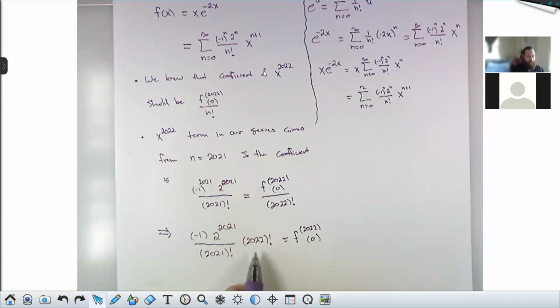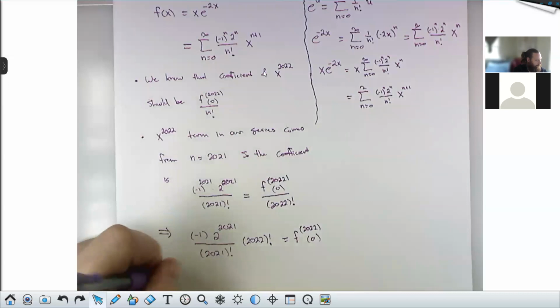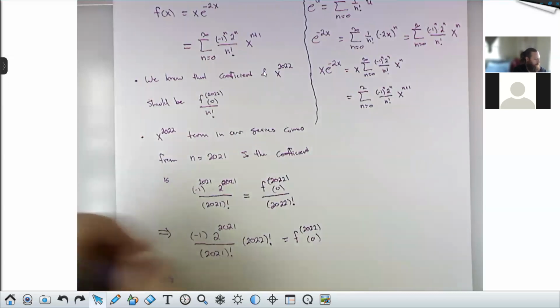If you take 2022 factorial and divide by 2021 factorial, this guy is the product of all positive integers less than or equal to 2022, which is 2022 times 2021 times 2020 times 2019, all the way down to 1. And this guy downstairs is the product of all the positive integers less than or equal to 2021. So that's 2021 times 2020 times 2019, all the way down to 3 times 2 times 1. So you can cancel pretty much all of those terms.